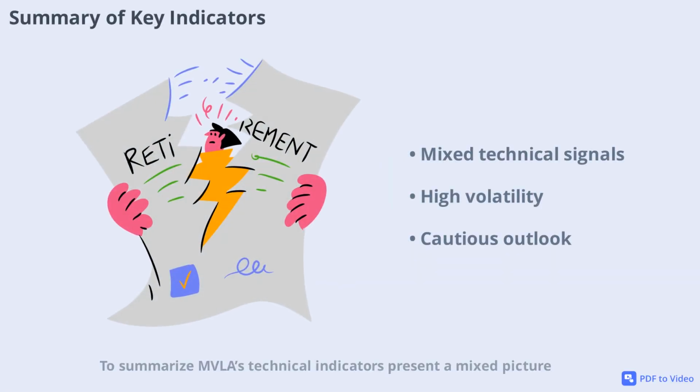To summarize, MVLA's technical indicators present a mixed picture. Short-term momentum and volume are rising, but long-term averages and trend indicators suggest caution. The stock is trading near its annual lows with high volatility and sporadic volume spikes. Traders should weigh the potential for quick gains against the elevated risks inherent in OTC stocks like MVLA.